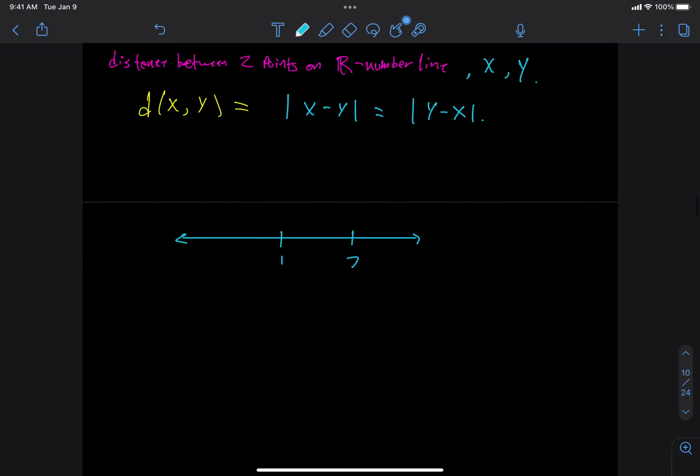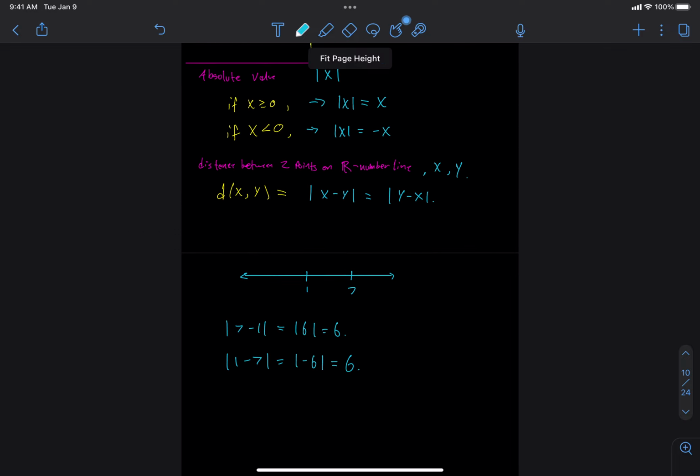And let me show you how that works. If you take the absolute value of 7 minus 1, then that's equal to the absolute value of 6, which is just 6 by our above definition. But what if we accidentally started at the wrong point? Then we would get the absolute value of 1 minus 7, which would be the absolute value of minus 6, which would be 6 again, right? So this definition makes sense. The distance between x and y is the same as the distance between y and x, and so on.